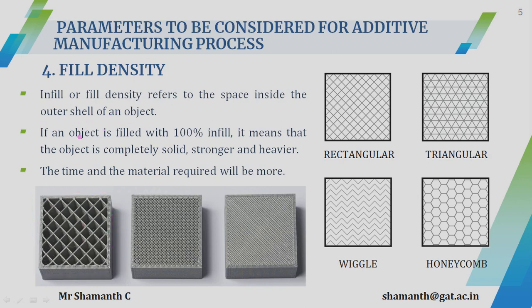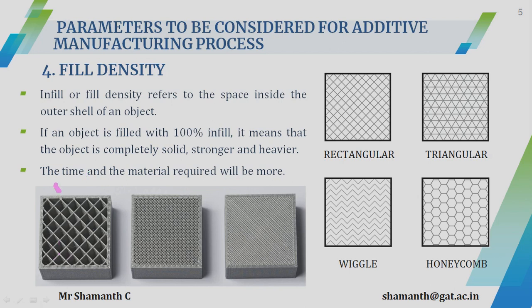Suppose an object is filled with 100% infill. That means the material is completely filled inside the shell, and that is when you call the object completely solid, stronger or heavier. You can call that heavier. And the time and material required: if the density is more, the time required is more, and even the material required will be more. For most prints you need not have 100% density unless you require a completely solid, stronger or heavier print, but you can have different structures inside the space of the shell.